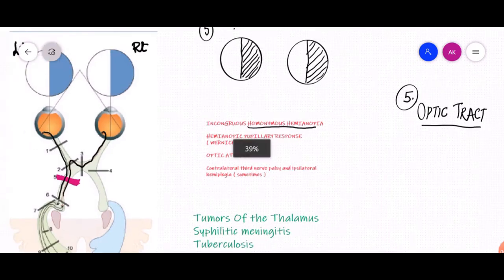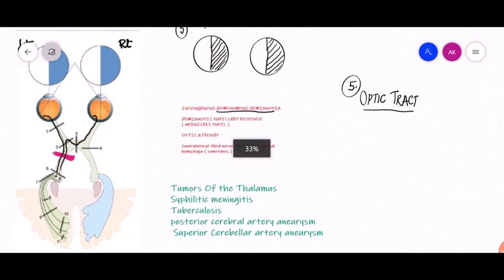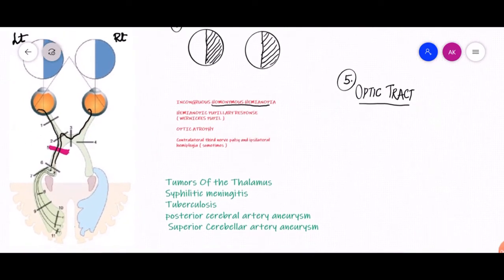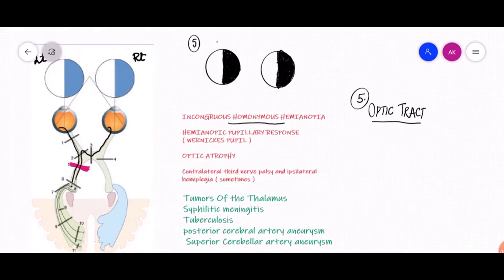And one more thing that we should know is that the optic tract is the first site in the visual pathway from which the homonymous representation will actually start. And if we see from the optic tract onwards, that is the optic tract, lateral geniculate body, optic radiations, the homonymous defects will start from the optic tract. This homonymous hemianopia is actually incongruous, and I already told you in the beginning of the video that incongruous means when the visual field defects are not similar.